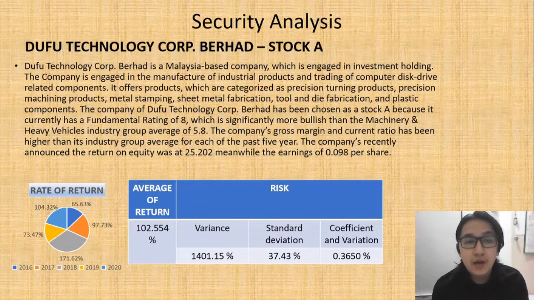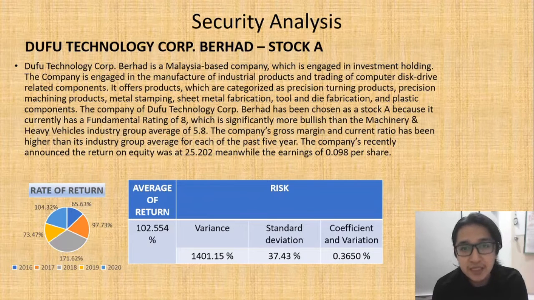So our first stock that we have chosen comes from the technology sector, which is Dufu Technology Corporation Berhad. Dufu Technology Corporation Berhad is a Malaysia-based company which is engaged in investment holding. The company is engaged in the manufacture of industrial products and trading of computer disk drive related components. It offers products which are categorized as precision turning products, precision machining products, metal stamping, sheet metal fabrication, tool and die fabrication, and plastic components.